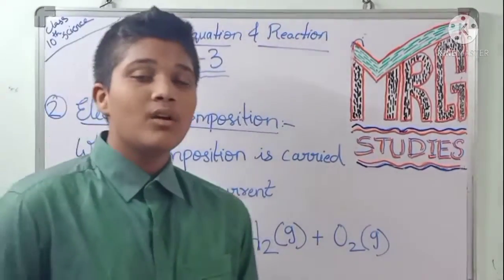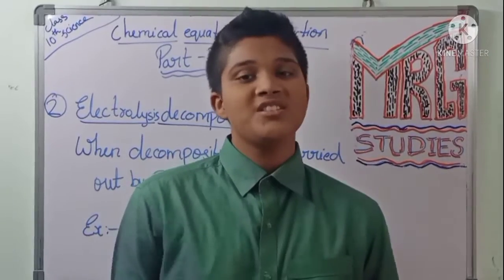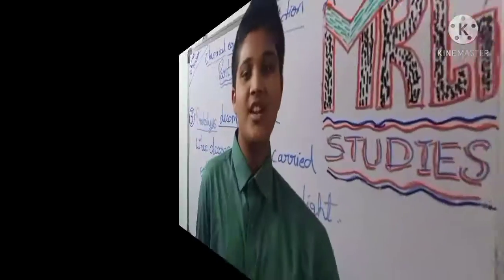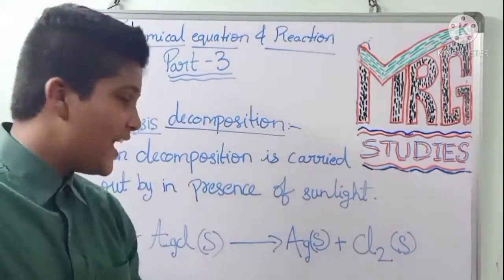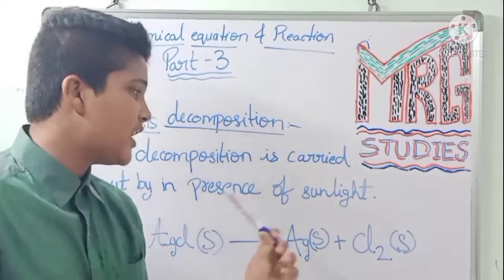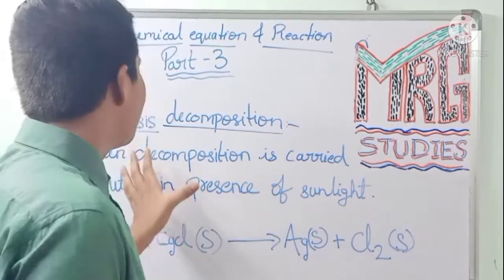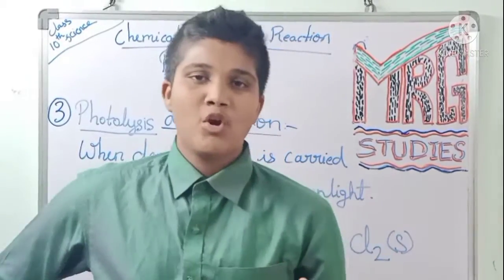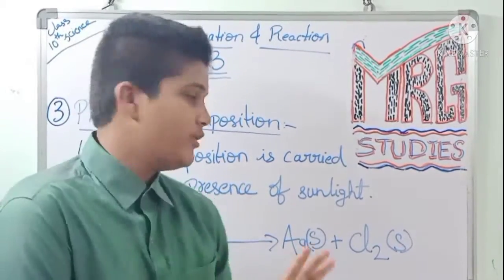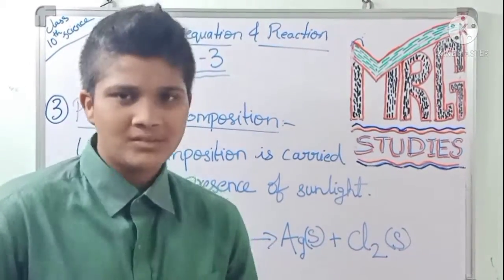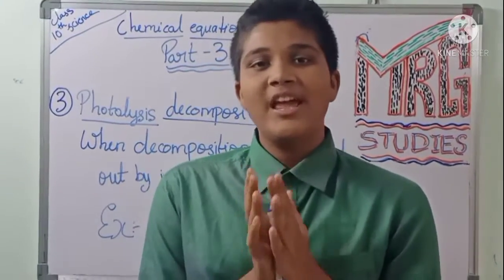Okay friends, now I'll tell you the third one, photolysis decomposition. Let's see the definition. When decomposition is carried out in the presence of sunlight, it means this chemical reaction will happen because of sunlight. That is the meaning of this definition. Now let's do the example.